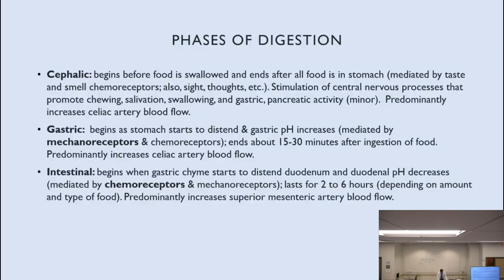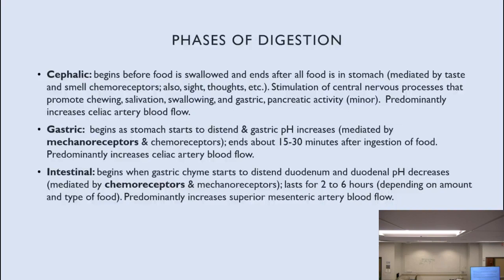All of these things happen. It's not that we finish one phase and then start the other. There is an overlap between these phases. Notice that here, we also have an increase in the blood flow through the celiac artery, exactly as before. Then we have the intestinal phase, which starts when the gastric chyme enters into the duodenum and starts distending the duodenum and changing the pH of the duodenum. The duodenum normally has a neutral pH of around 7. Now we have this chyme that has a pH of 4 or 5 getting there, and it's a different pH. So we also have chemoreceptors and mechanoreceptors that will sense those changes.